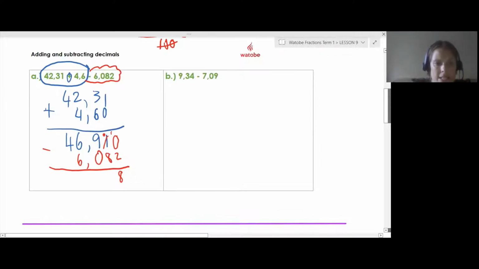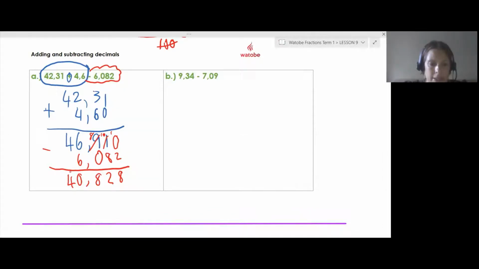Now I've got 0 minus 8. I can't do 0 minus 8. So I need to borrow again from the 9. And I end up with 10. So 10 minus 8 is 2. Then 8 minus nothing is 8. Bring down my comma. 6 minus 6 is 0. And 4 minus 0 is 4. And that's how I get that answer. Now I've got no more operations left. I'm completely and utterly finished with that one.